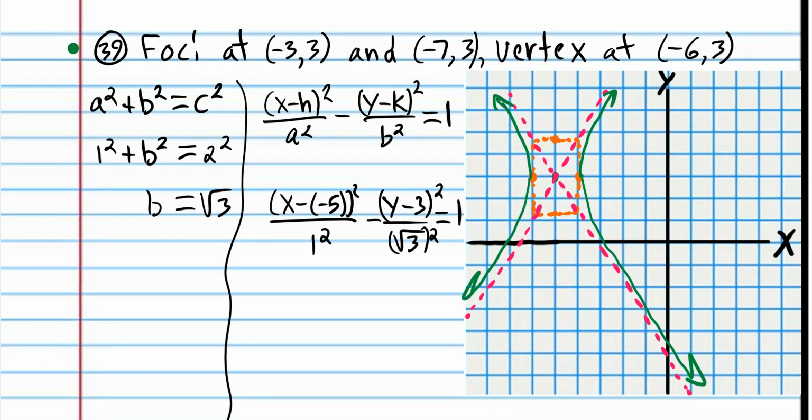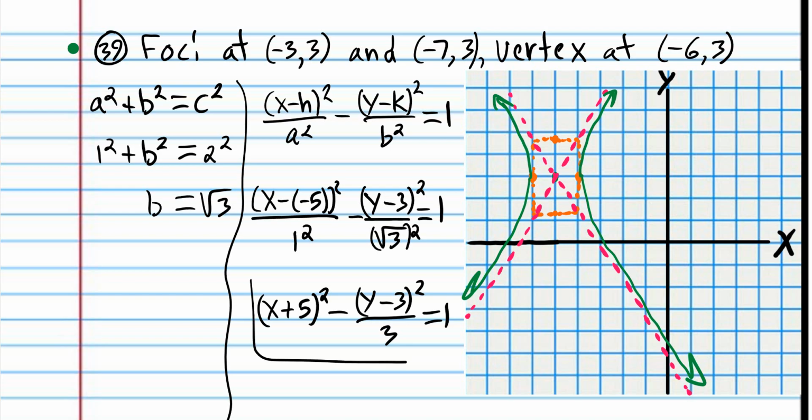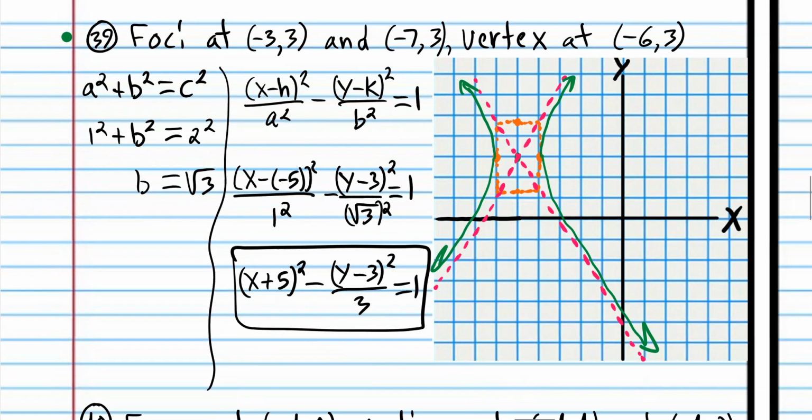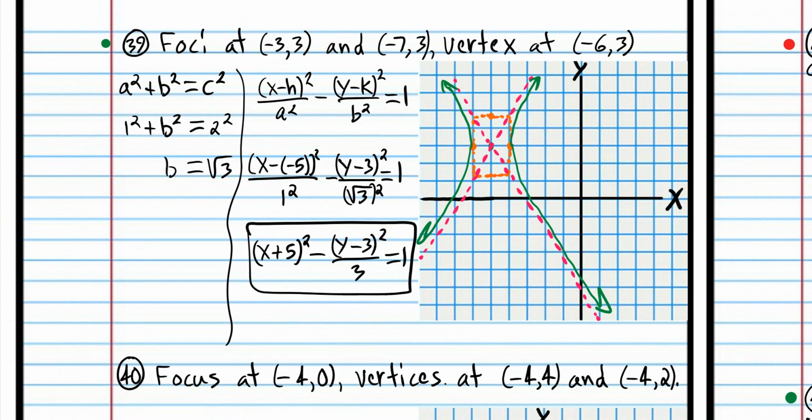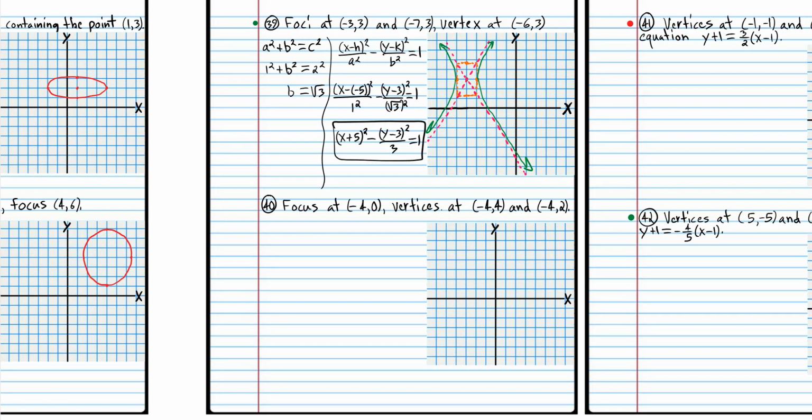Sorry, that's a little messy there in my writing, but if we simplify, we get x plus 5 squared minus y minus 3 squared over 3 is equal to 1, and there's our equation. So if you got that one right, excellent. Okay, go ahead and try number 40, and when you come back, we'll do it together.